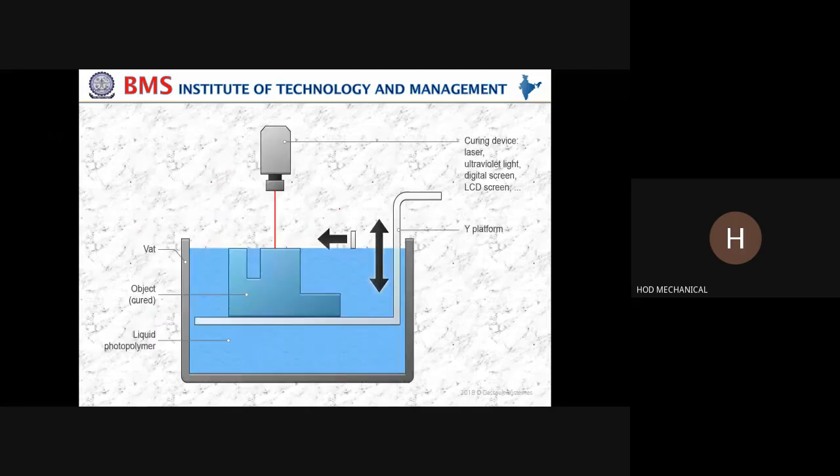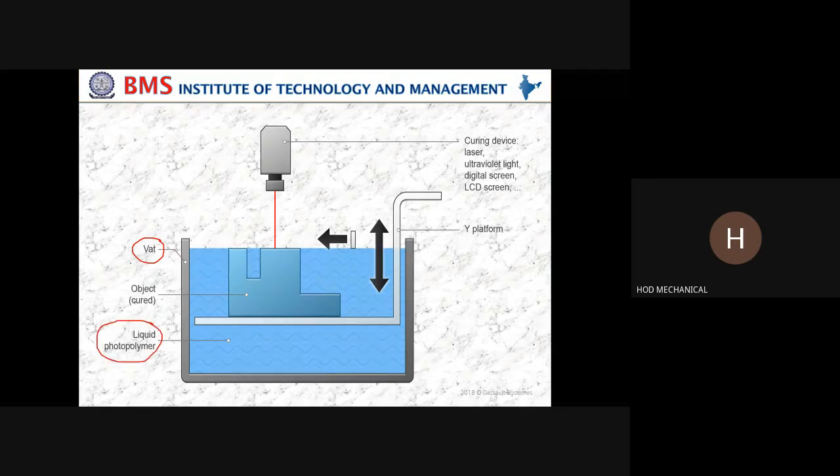Now just observe carefully. This is the diagram. This is your vat. Vat is nothing but your tank. The vat is the tank. In the tank you have a liquid photopolymer.